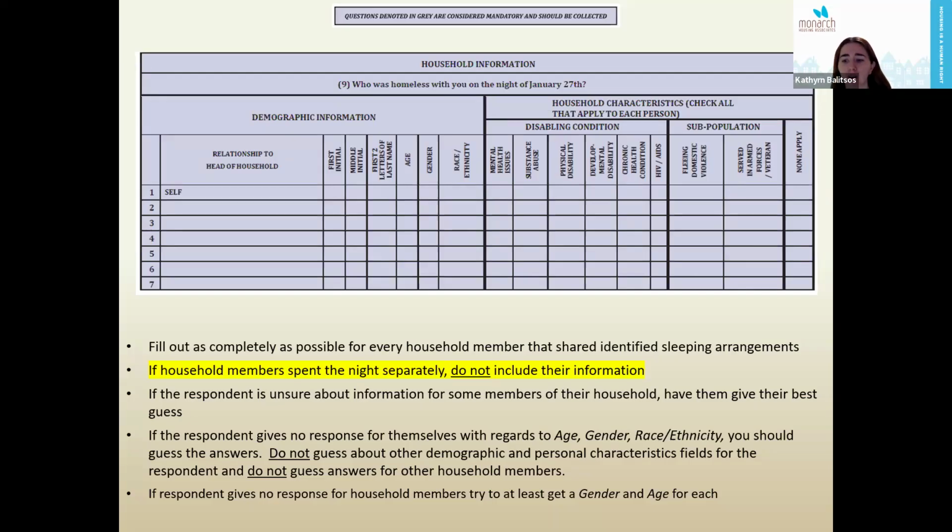If the respondent's unsure of any of the information, just tell them to give their best guess. If the respondent doesn't respond when you ask the questions regarding age, gender, race, and ethnicity, you should provide your best guess on the person you're surveying. And we're asking for initials just to help with the deduplication process. So when you're asking for someone's first initial, middle, or the first 2 letters of their last name, this is really just going to help us when we're going through all the surveys again and deduplicating. We know this information helps us with that.